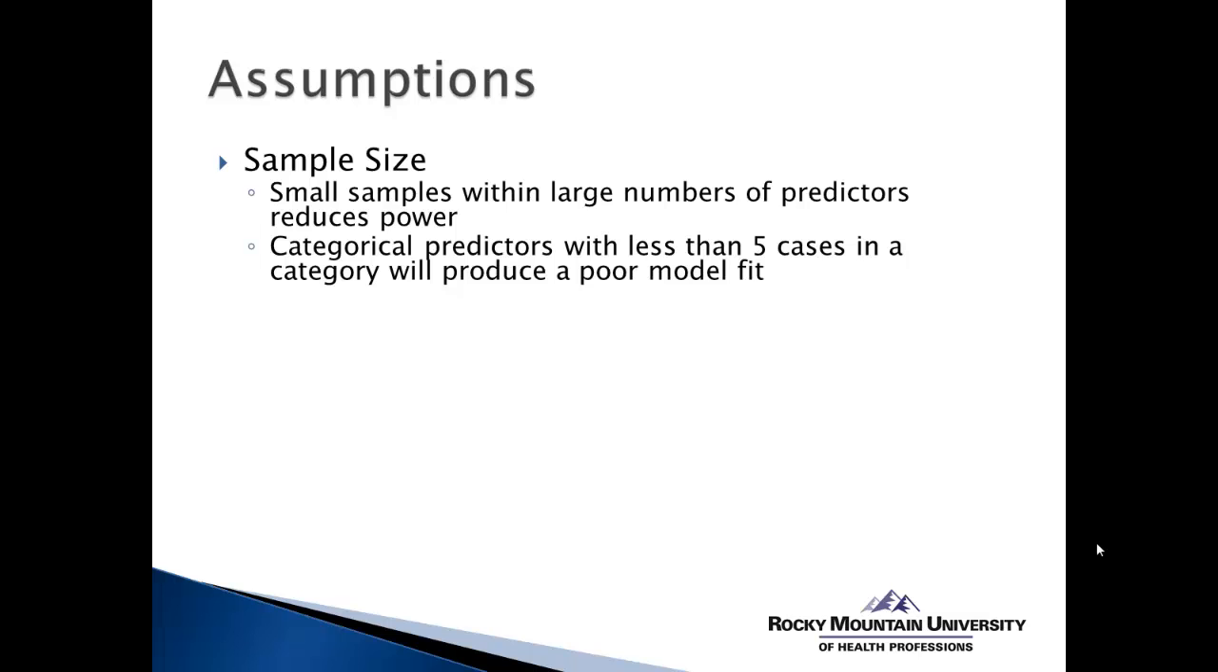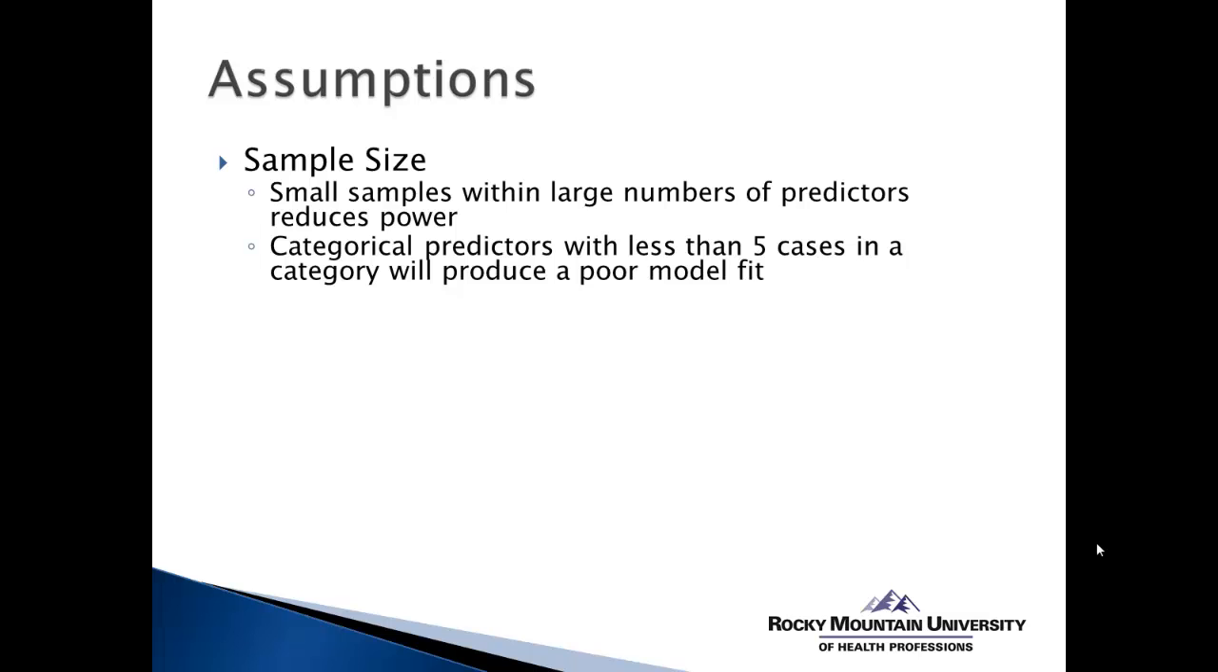So if we're towards the minimum number of subjects, but we have large numbers of variables, predictors, like 5, 6, 7, 8, 9, 10 different predictors, and we've only got maybe 10 or 12 or maybe even just 15 subjects per predictor, that can significantly reduce the power.